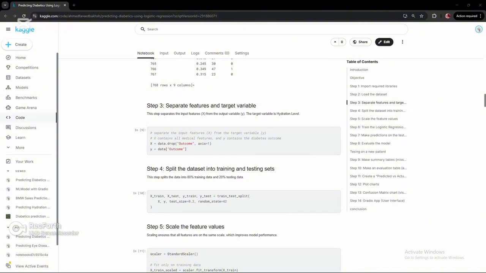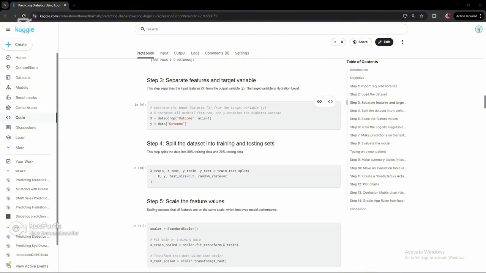Next, I separated the dataset into input features and the target variable. The input features are all columns except Outcome, and the target variable is Outcome, where 0 represents non-diabetic and 1 represents diabetic. This separation is necessary so the model knows what to learn from and what to predict.